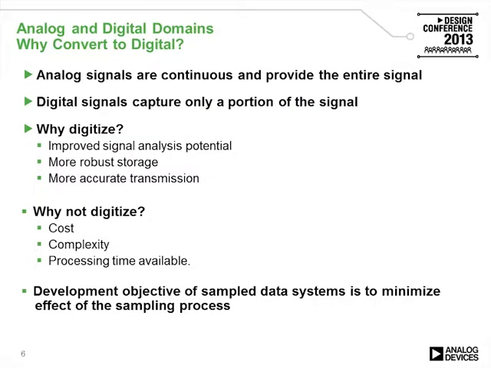Okay, analog signals are continuous. They provide us with all the information that we require in the signal. Digital, when we do a digital representation of the signal, we can only capture a portion of the signal. It is, by definition, going to have to be limited in its resolution in terms of amplitude and in frequency as well. So if it's limited, why would we digitize?